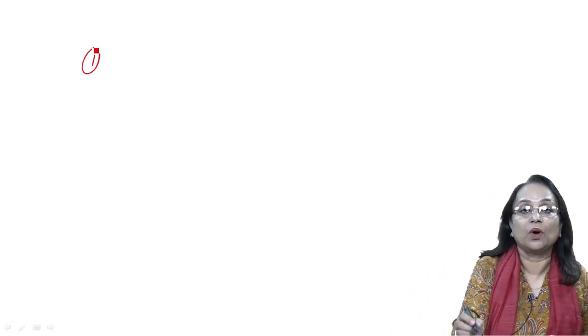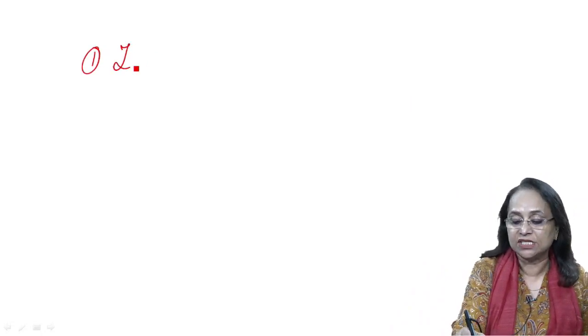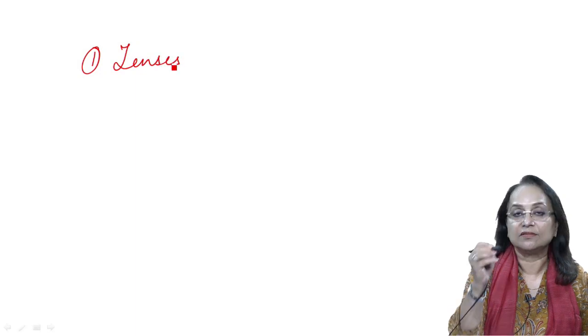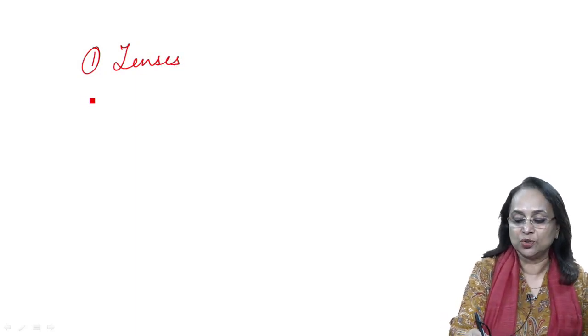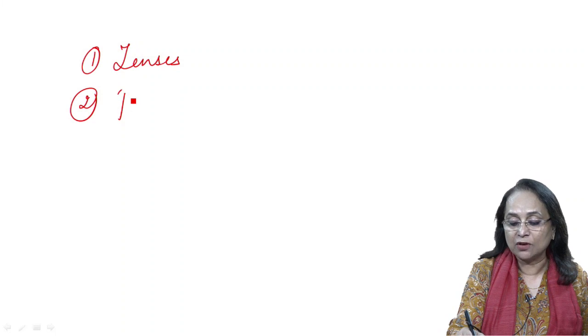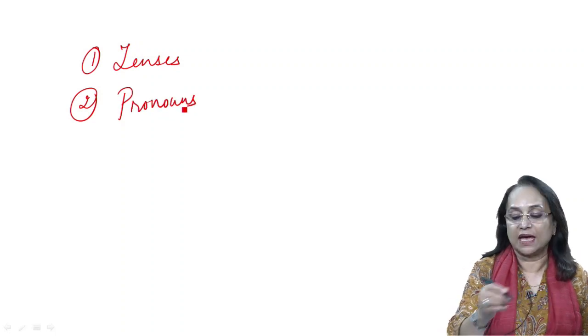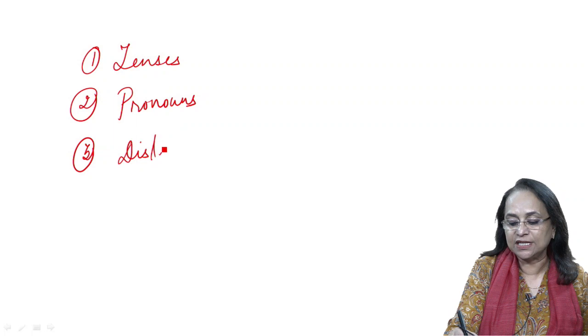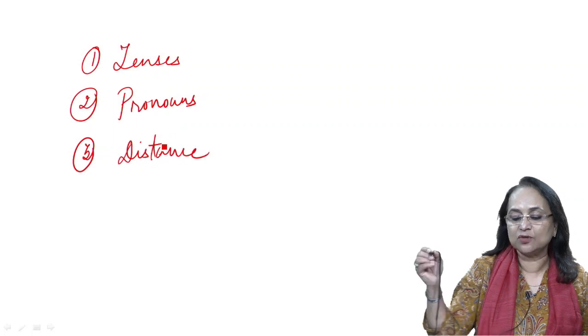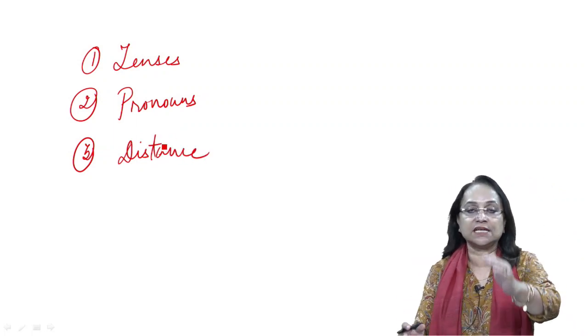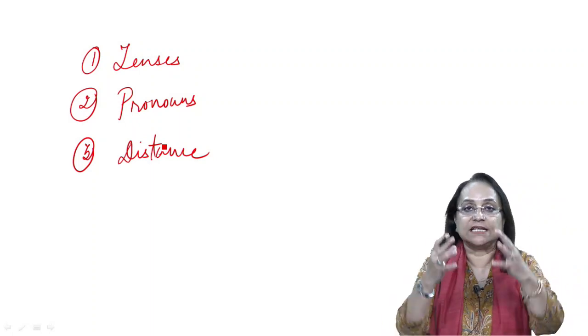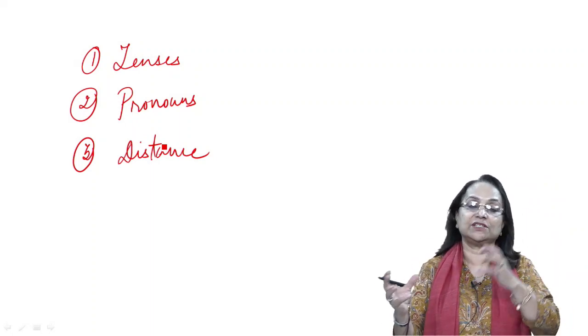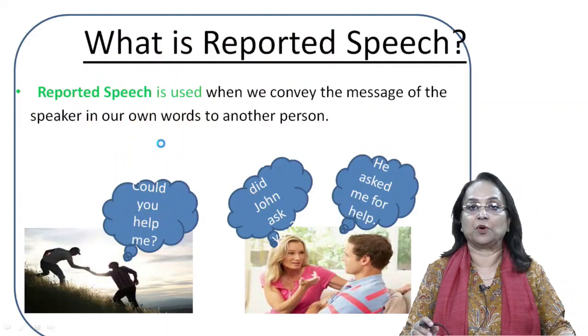One, what things change? Tenses change, right? Two, the pronouns change. And three, distance. There is a change in distance. As we do sentences, you will notice that these are the three main changes that happen when we change from direct speech to reported speech.